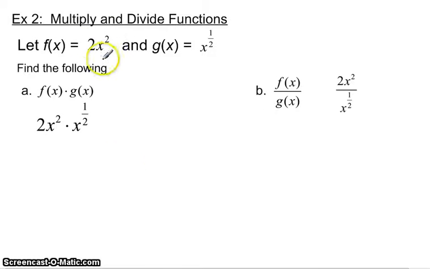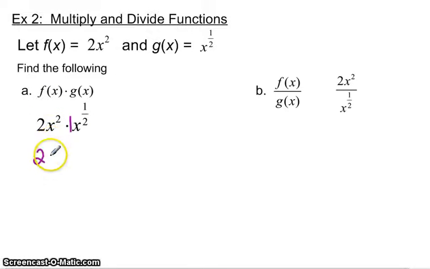Here we're given two functions, 2x squared and x to the 1/2. We want to go ahead and multiply the two functions. So I've gone ahead and replaced function notation, and this is going to reiterate some of our exponent rules. Here I have 2 times 1, which is just going to give me 2. Then if I have two bases that are the same and I multiply them, remember I need to add their powers. If one of these exponents is a fraction, I need to make sure that I have common denominators.